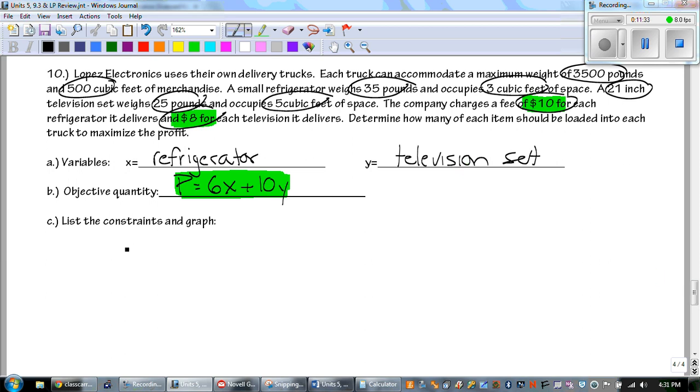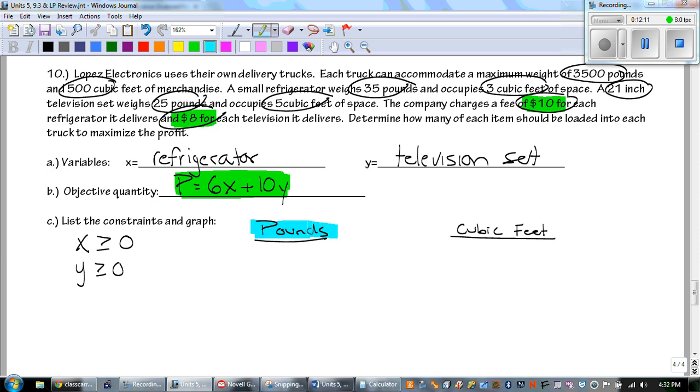Okay, and now we need to talk about the constraints. For this one, x needs to be greater than 0, and y needs to be greater than 0. And I'm not sure if you guys have the equation, so we're going to do these together. So the first thing they talk about is the pounds, and the other thing they talk about is the cubic feet, I believe, right? Yeah. So pounds and cubic feet, those are my two constraints.